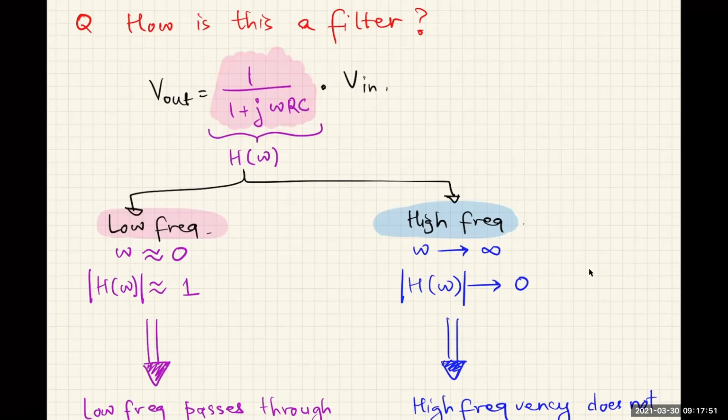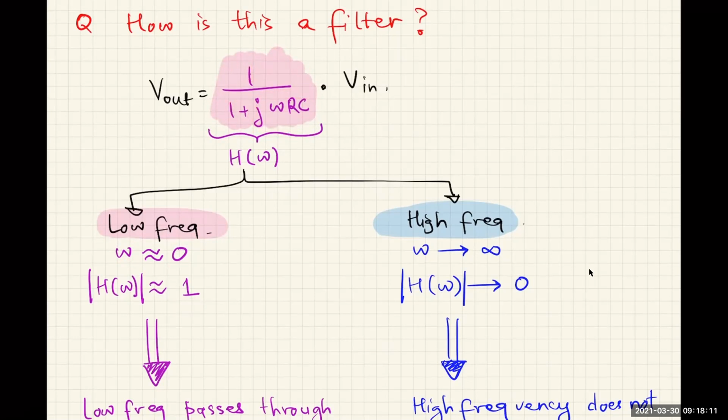So how does this act as a filter? For low frequencies, if you think of omega as closer to 0, what happens to H of omega? You basically lose the imaginary component and you're left with 1 over 1, so the gain is 1.